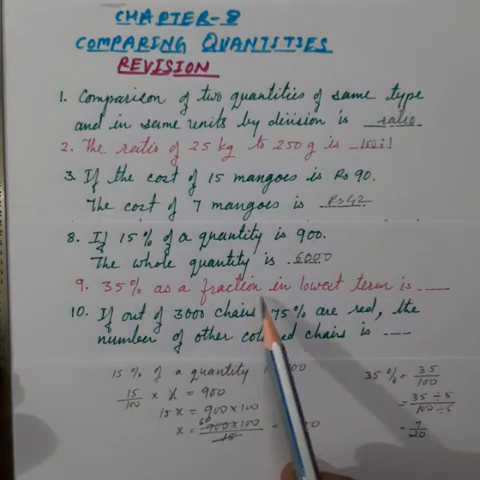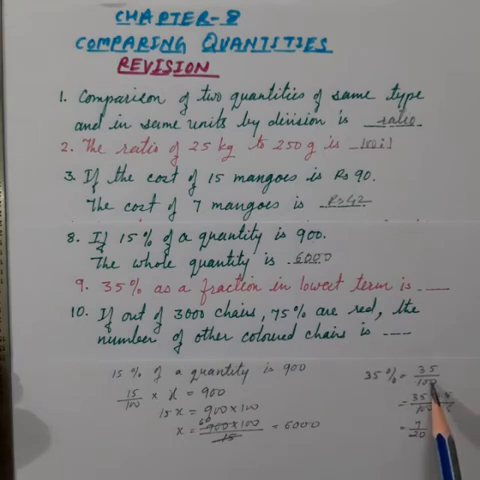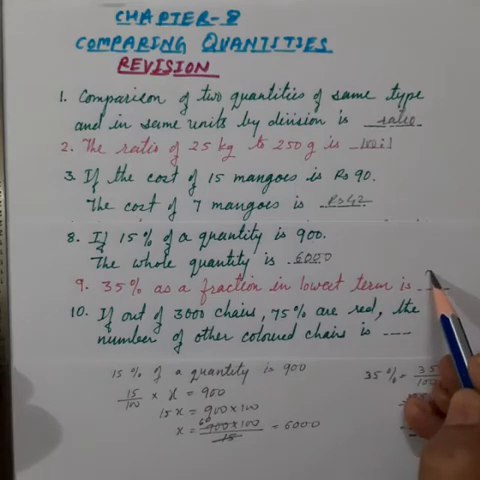35% as a fraction in lowest terms is what? Write this 35% as a fraction. For this percent sign, write 100 in the denominator. Now we have to find its lowest term. Divide both numerator and denominator by their HCF. Here the HCF of numerator and denominator is 5. So 5 7s are 35 and 5 20s are 100. So we get this percentage as a fraction in lowest terms as 7 by 20.